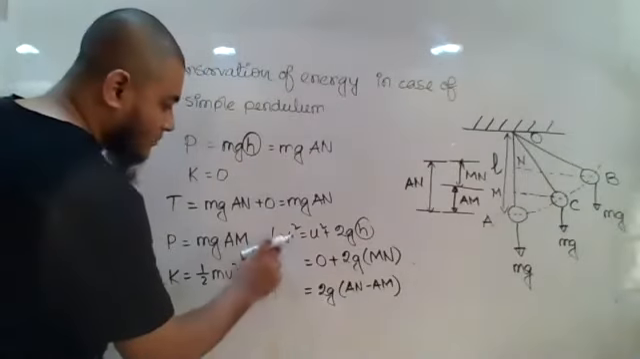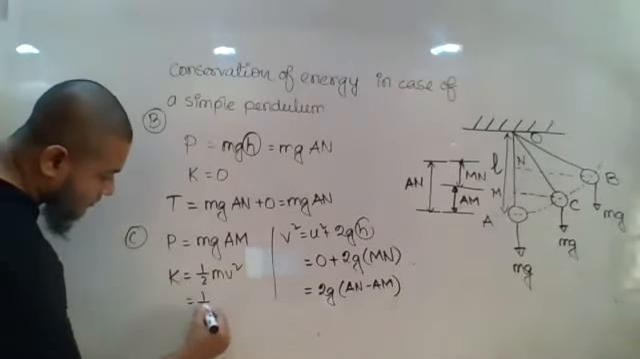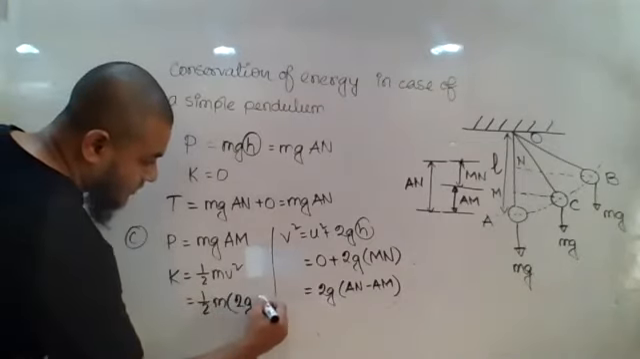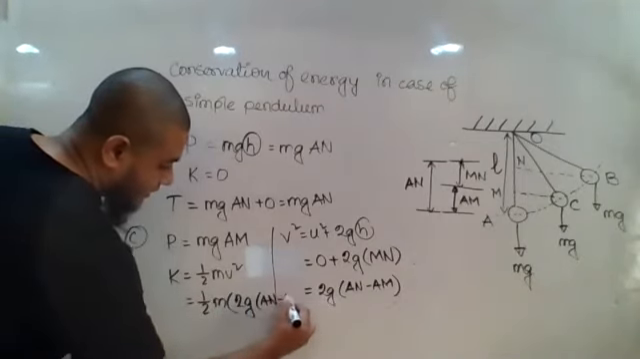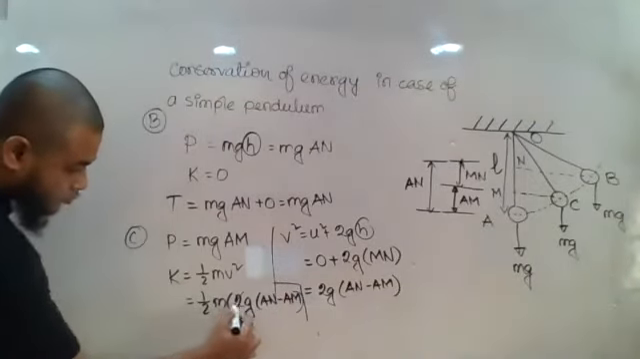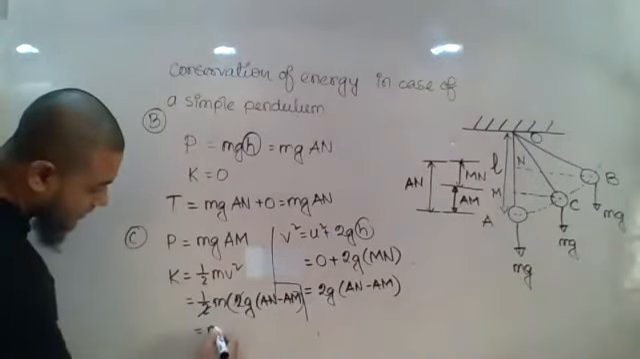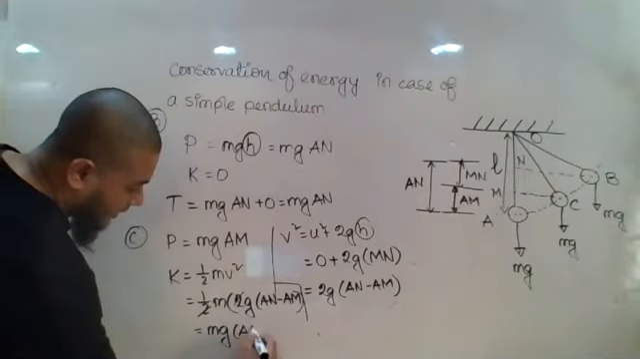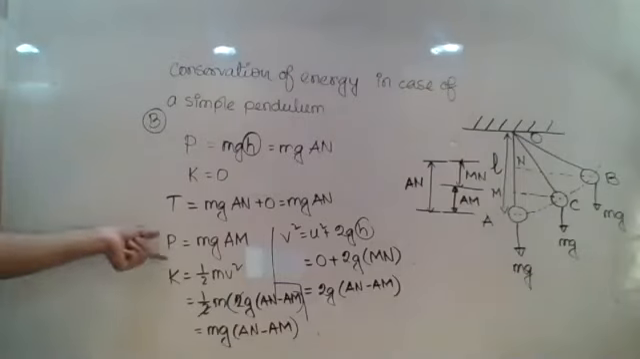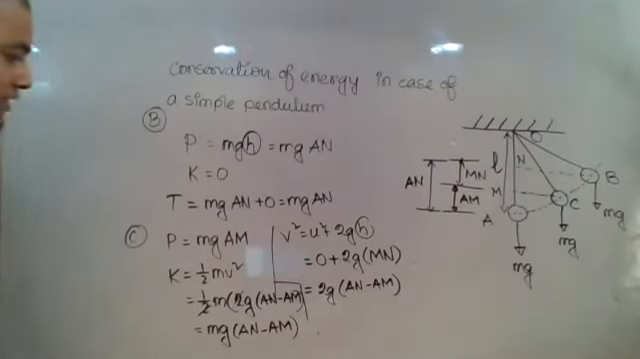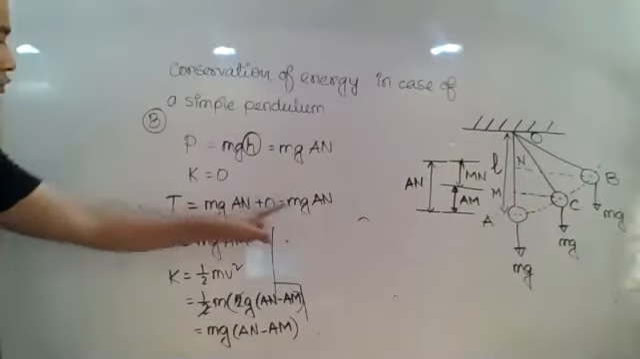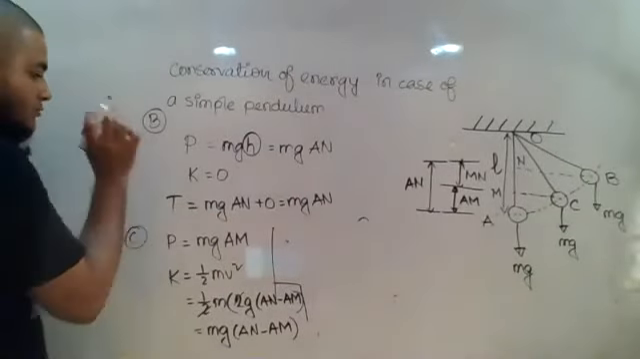So we will replace the value of v square over here. In place of v square, I put 2g into AN minus AM. Now 2 and 2 will cancel each other and it will become mg into AN minus AM. So we got our potential energy and our kinetic energy, so we can calculate our total energy for this point. Let us see whether it is equal to the energy that I got at point B.